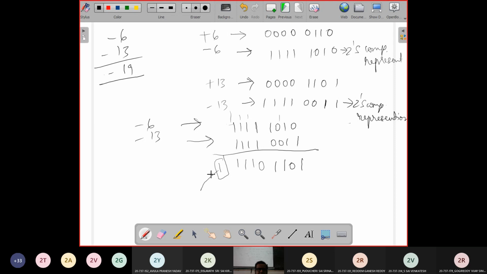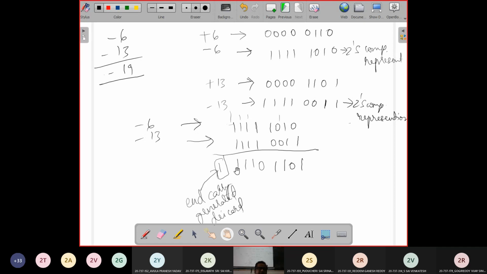So in that case, what happens? Is this correct? Yes. So in this case, what has happened here? There is an end carry generated. So whenever there is an end carry generated, discard it. What remains is the answer. But the answer is in what form? As it is a negative number, the answer is in the 2's complement form. So the answer is what?